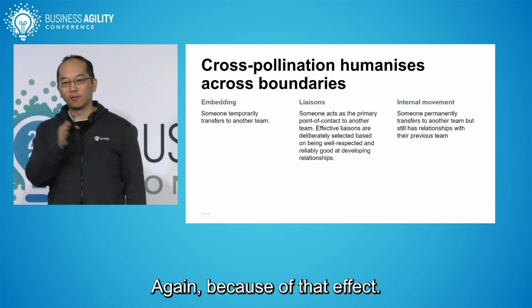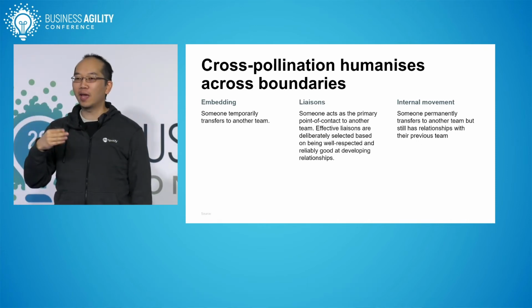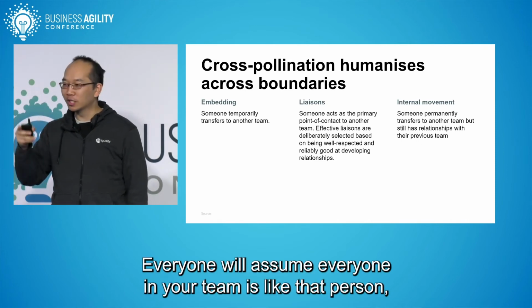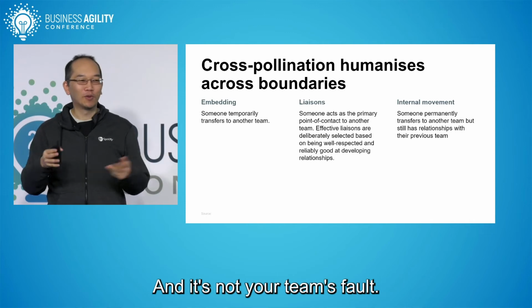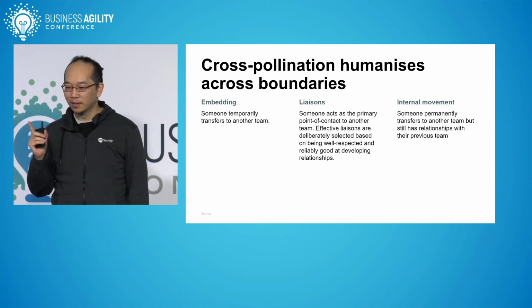Again, because of that effect, everyone will assume everyone on your team is like that person. And if they're not really good at it, everyone will hate your team. And it's not your team's fault, it's just you sent the wrong person, okay?